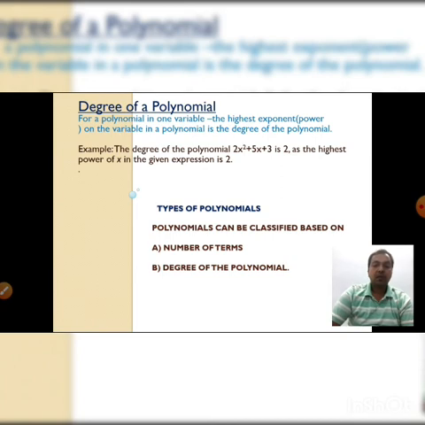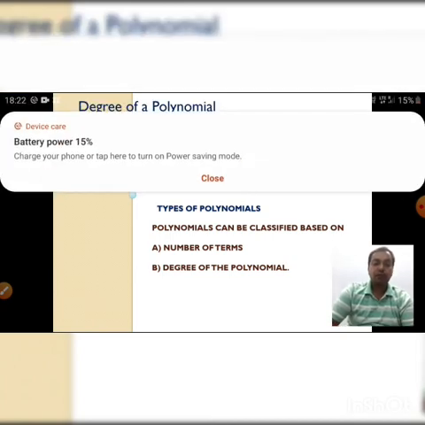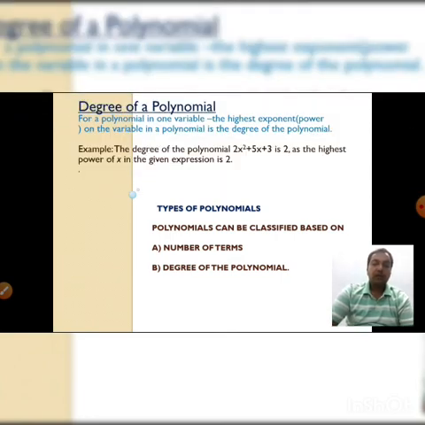Now the classification or types of polynomials. Here are two basic classifications: one on the number of terms and another on the degree of the polynomial. So types of polynomials can be classified based on the number of terms and the degree of the polynomial.